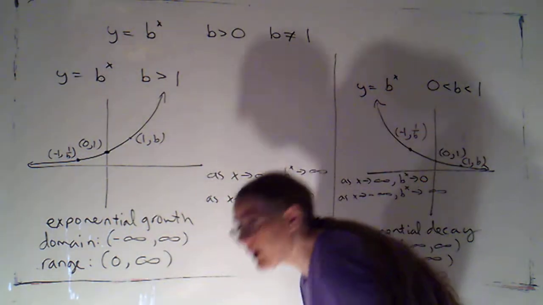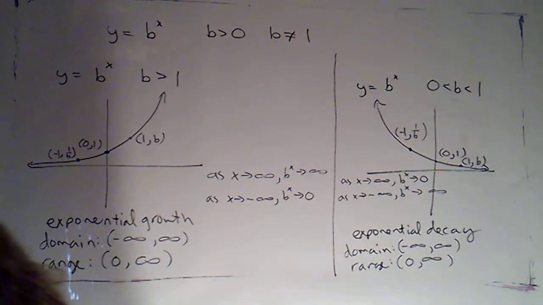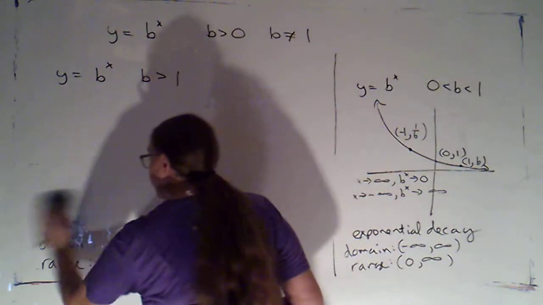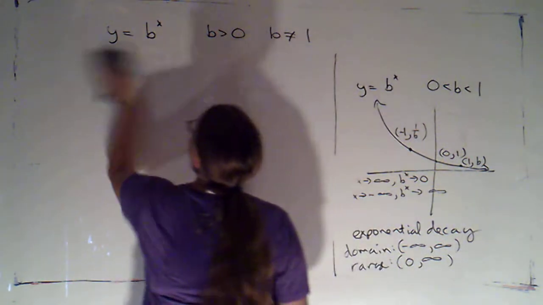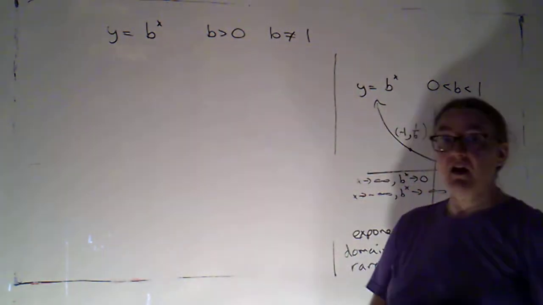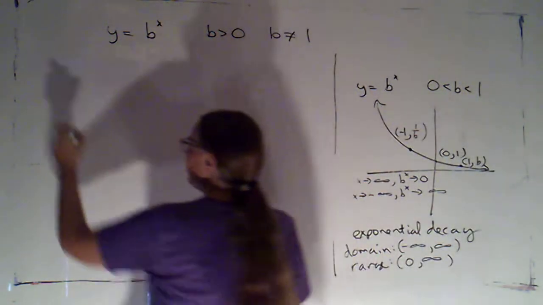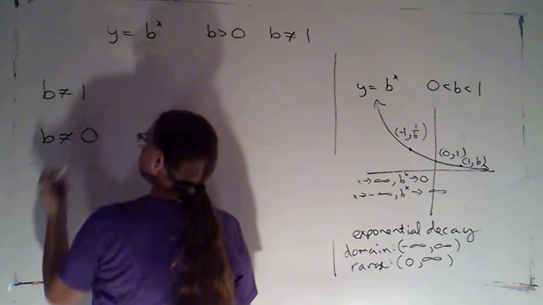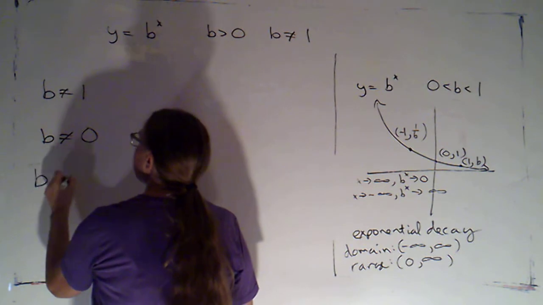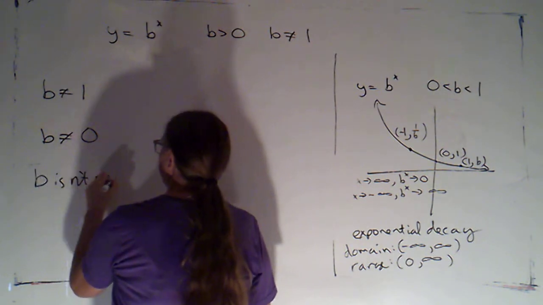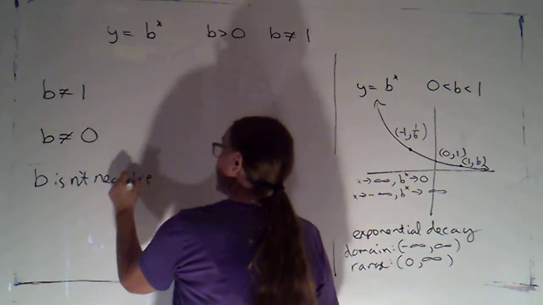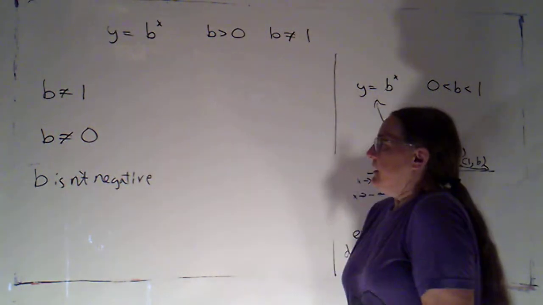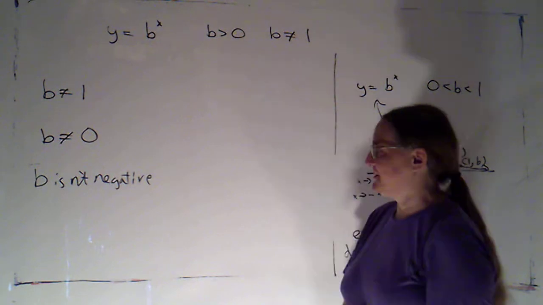Now, I want to talk about the bases that we don't allow. In saying that the base has to be bigger than 0, but not equal to 1, we're basically saying 3 things. The base can't be 1, the base can't be 0, and the base isn't negative. So I'm going to look at 2 very specific numbers, 1 and 0, that we don't allow the base to be. And then just lump all negative ones together.